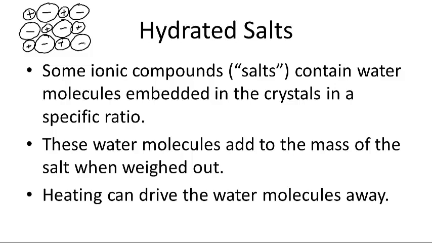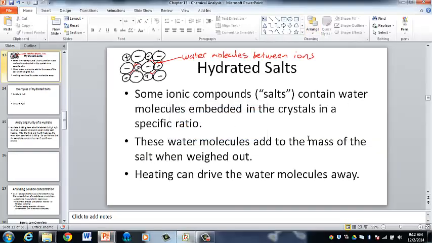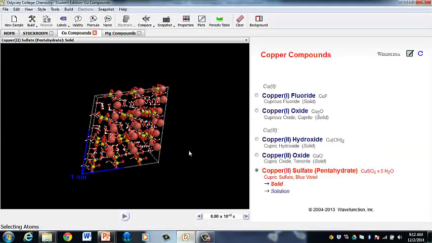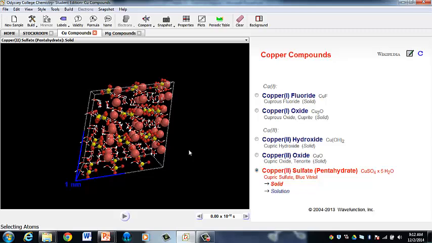When you hear ionic, you kind of see that picture. With a hydrated salt, what happens is in between those ions, there are actually going to be water molecules. So I'll draw them in as little red things here, and then I'll show you a better representation. So with a hydrated salt, you've got water molecules embedded in between the ions. So here is a three-dimensional representation of it.